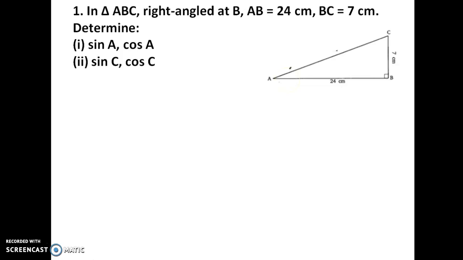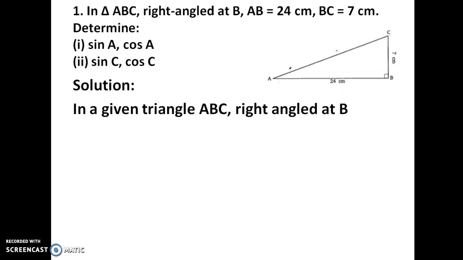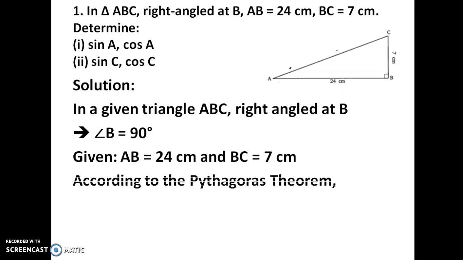So what is the sine formula? Sine is opposite by hypotenuse. So the hypotenuse, that is AC, is unknown for us. In the question it is not given. So how to find it? We have to use the Pythagoras theorem. So these are the given data. ABC is the triangle, right angled at B, which means B is 90 degrees. AB is 24 centimeter, BC is 7 centimeter.